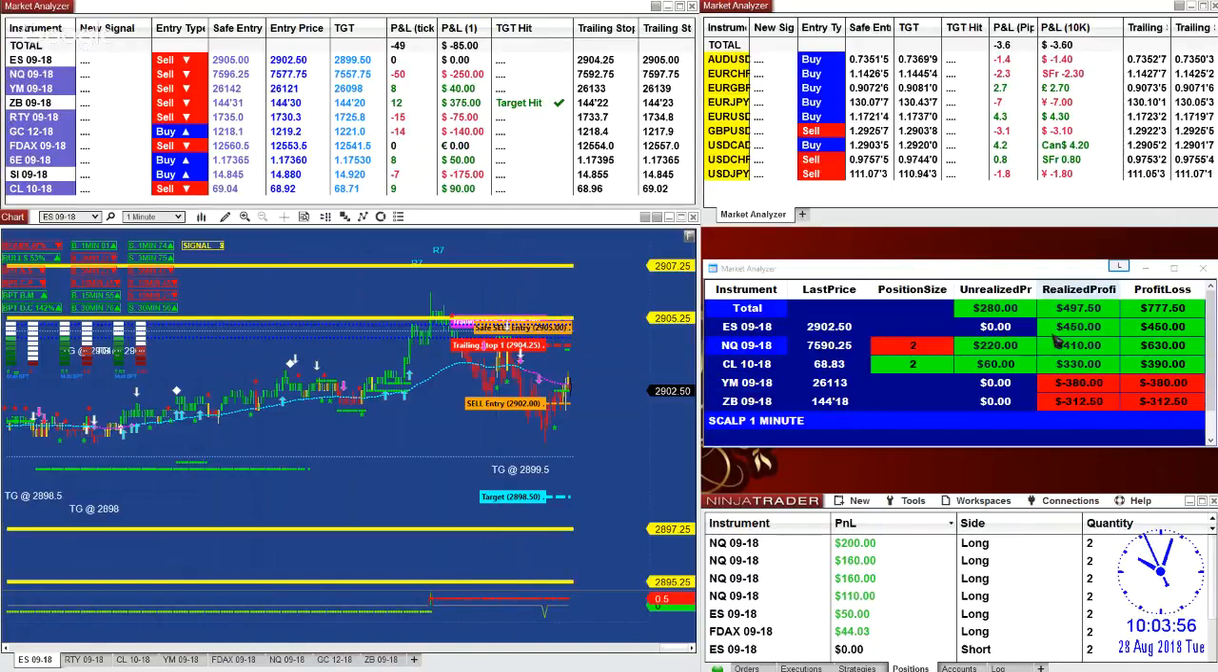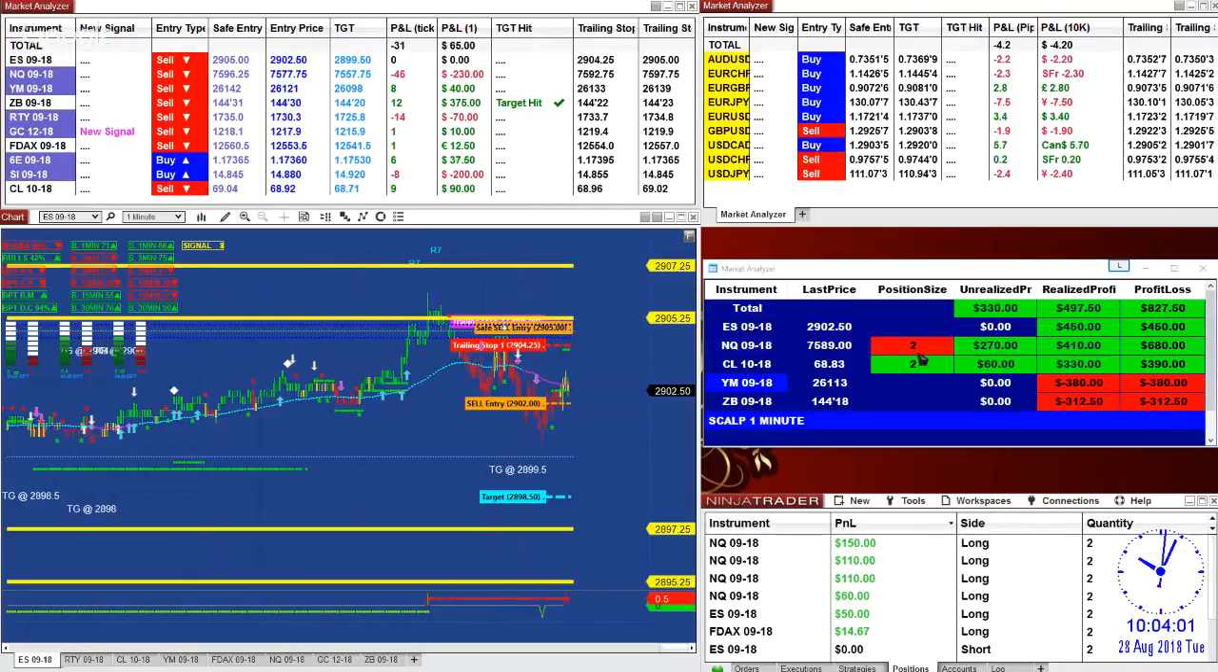On this one here, the blue market analyzer, those are your scalpers. And you're going to see also a market analyzer based on the 1 minute.